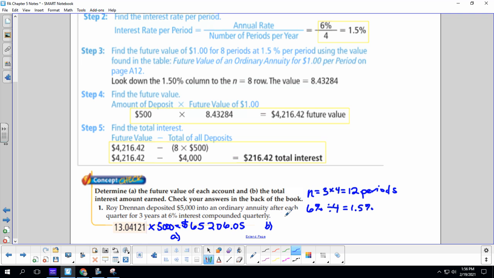And then B is this minus, so for 12 periods, he put in $5,000, which 12 times 5,000 is 60,000. So $65,206.05 minus the 60,000 is $5,206.05. Just in interest. So we would not say no thank you if somebody just said, here's $5,000.